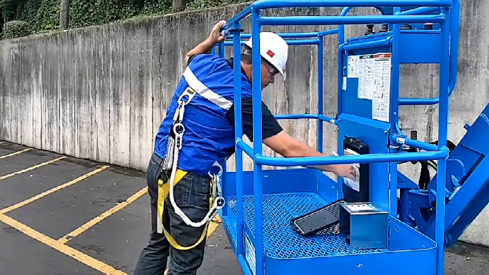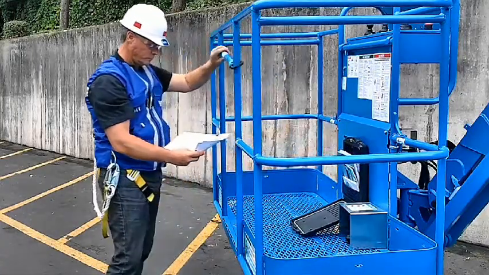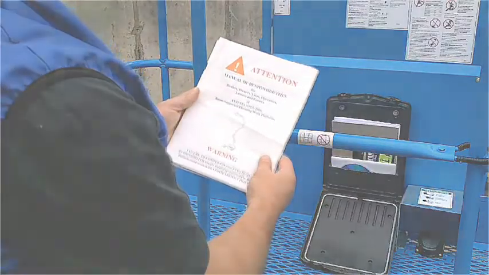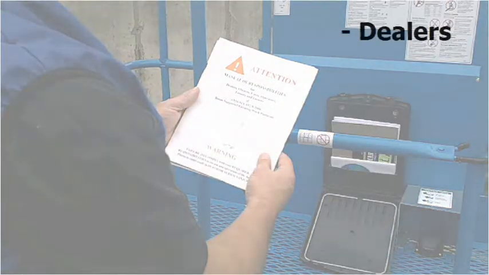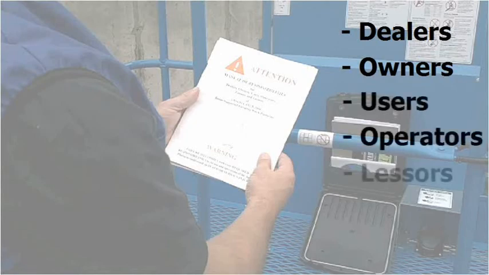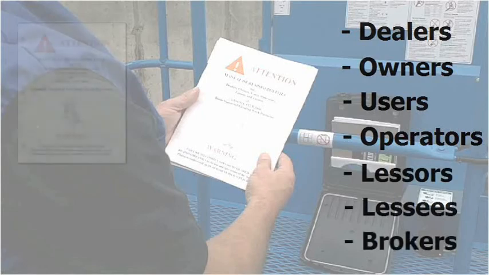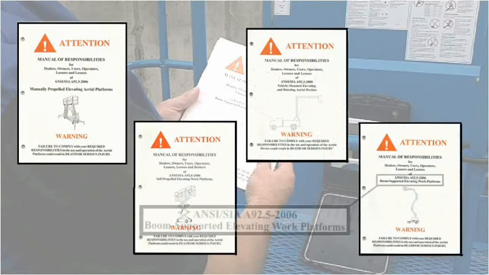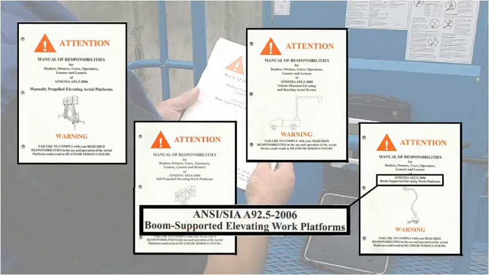Each aerial platform that is shipped within the United States or Canada is supplied with a copy of the Manual of Responsibilities, which details the responsibilities of dealers, owners, users, operators, lessors, lessees, and brokers. The Manual of Responsibilities for each type of aerial platform is taken directly from the applicable ANSI standard and instructs each of the entities of their obligation.